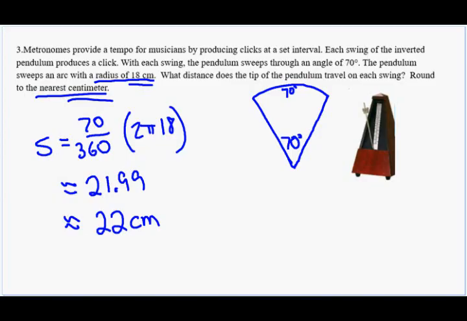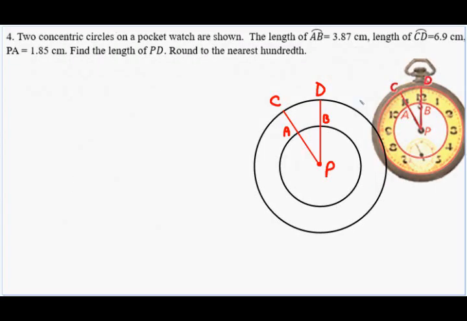Okay, enough of the fun stuff. Let's do the tricky stuff like this. Picture here was pretty terrible. I drew my own rendition of it here. Concentric circles. I'm going to do in red arc AB, and I'm going to do in blue arc CD. So let's read our setup. 2 concentric circles on a pocket watch are shown. The length of AB is 3.87. I'm going to use red ink. 3.87 is arc AB. And back in blue, arc CD is 6.9.